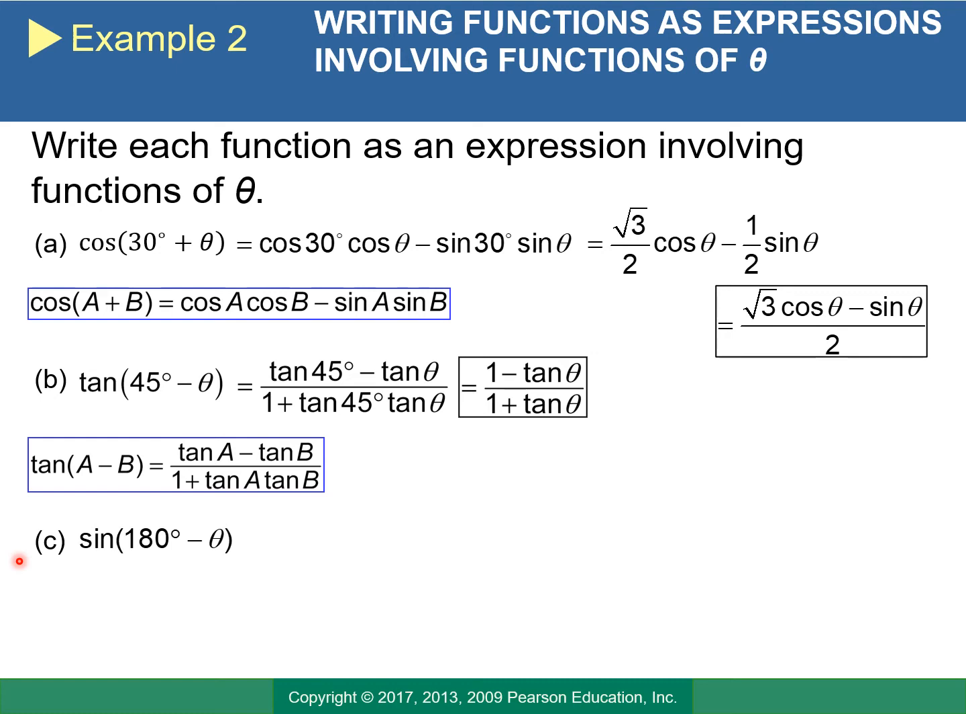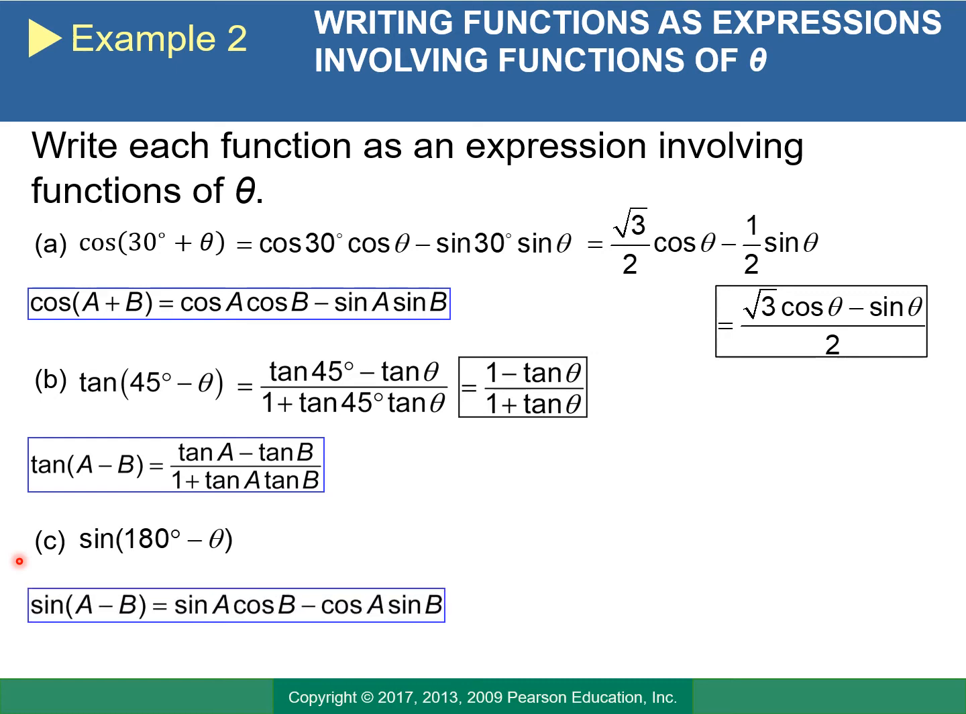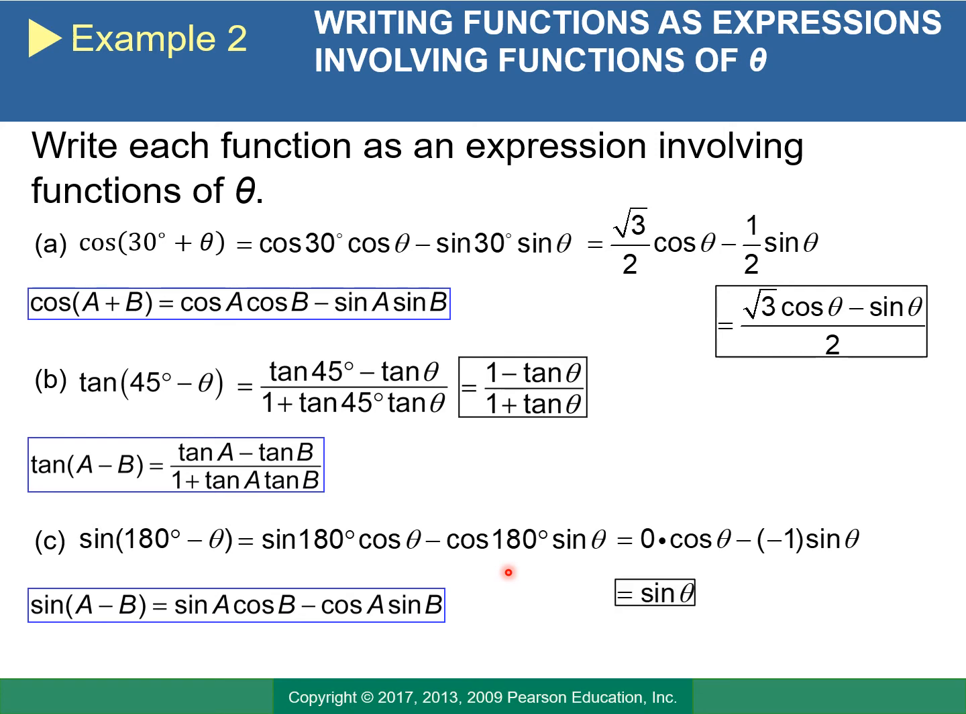Now part C, notice we're working with sine of a difference. So we'll refer to our sine of A minus B formula. In this case, A is 180 and B is theta. So we'll fill in those values into our formula. And then once we fill those values in, we know what sine and cosine of 180 equal. So we fill in those values and we get our final answer, sine theta.